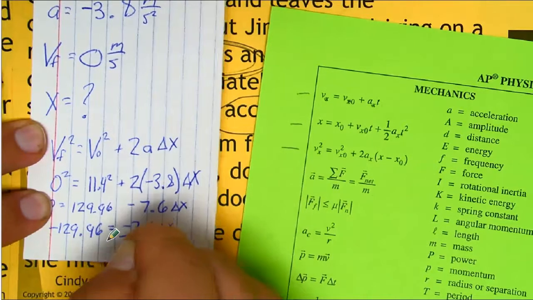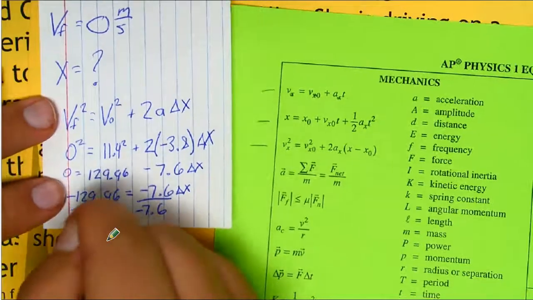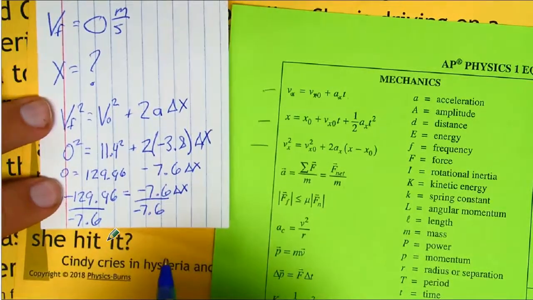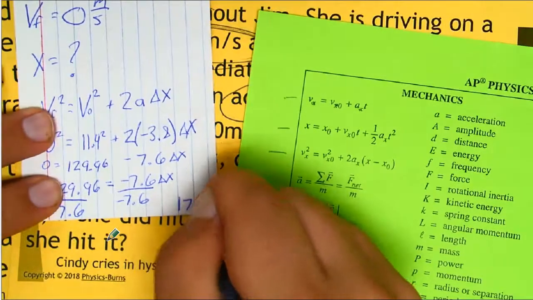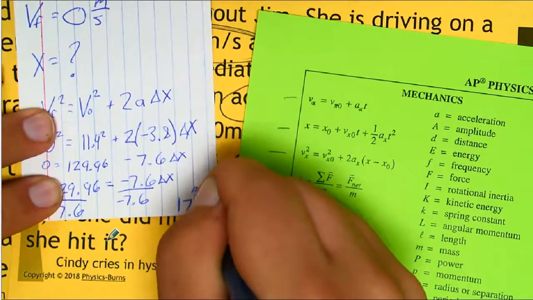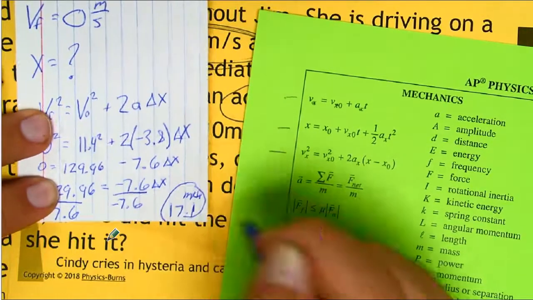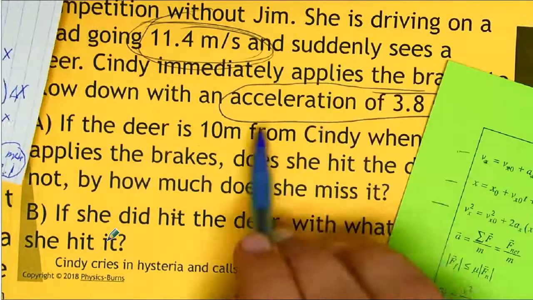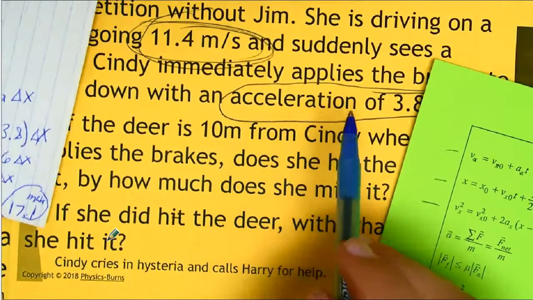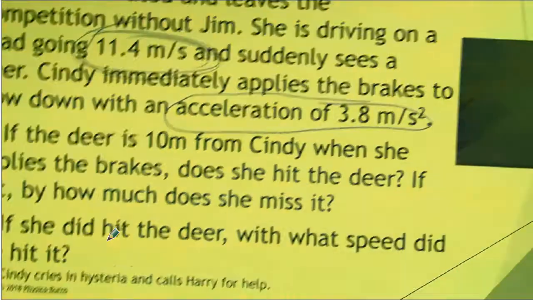And divide by negative 7.6. And my final answer is 17.1 meters. Okay, 17.1 meters. Does she hit the deer? Well, the deer was only 10 meters from her. So yes, she did hit the deer. Okay, so the answer to A is yes.